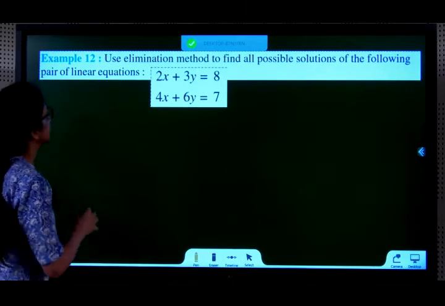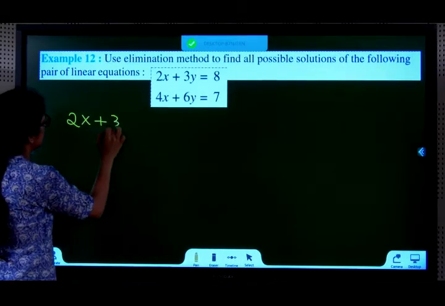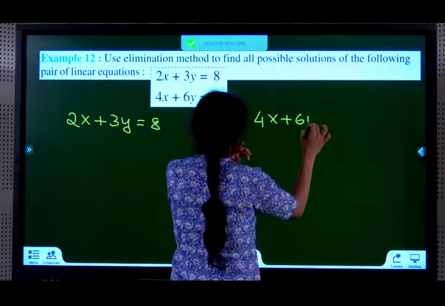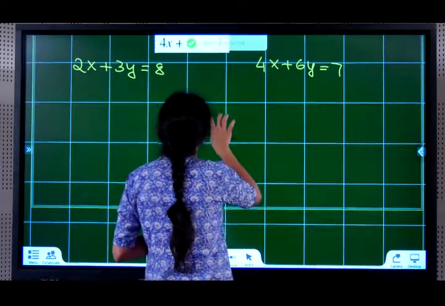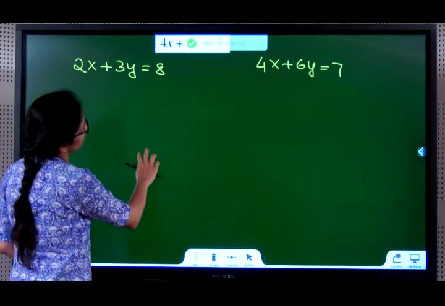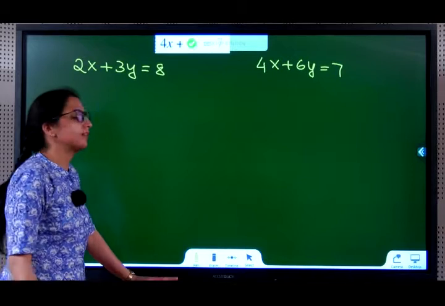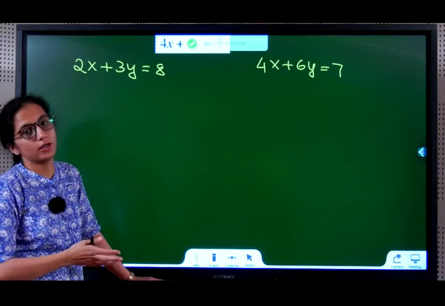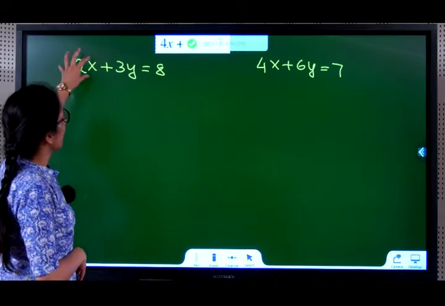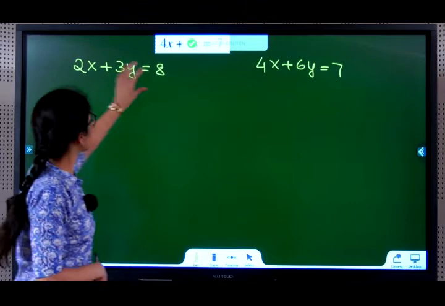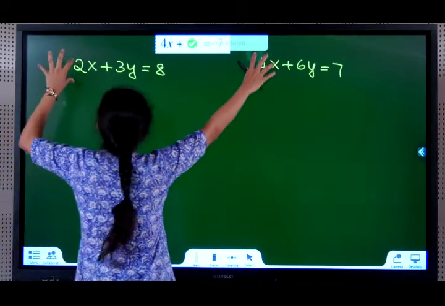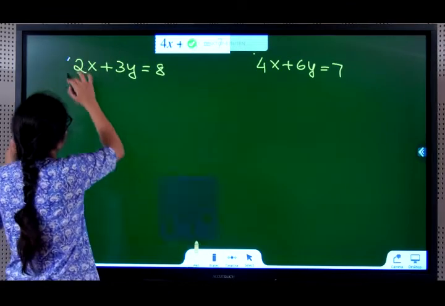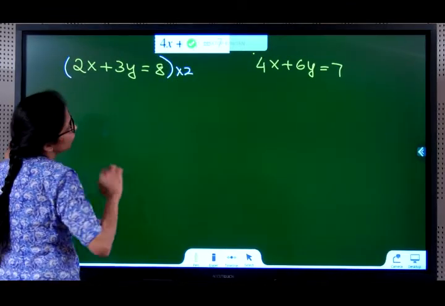Example 12, use elimination method to find all possible solutions of the pair of linear equations 2x plus 3y is equal to 8 and 4x plus 6y is equal to 7. You have to use elimination technique, which means either make the x's coefficient or the y coefficient same. I will choose to make x coefficient same. See, this is 2, this is 4. LCM of 2 and 4 is 4. So you have to just multiply it with 2 to get the answer.